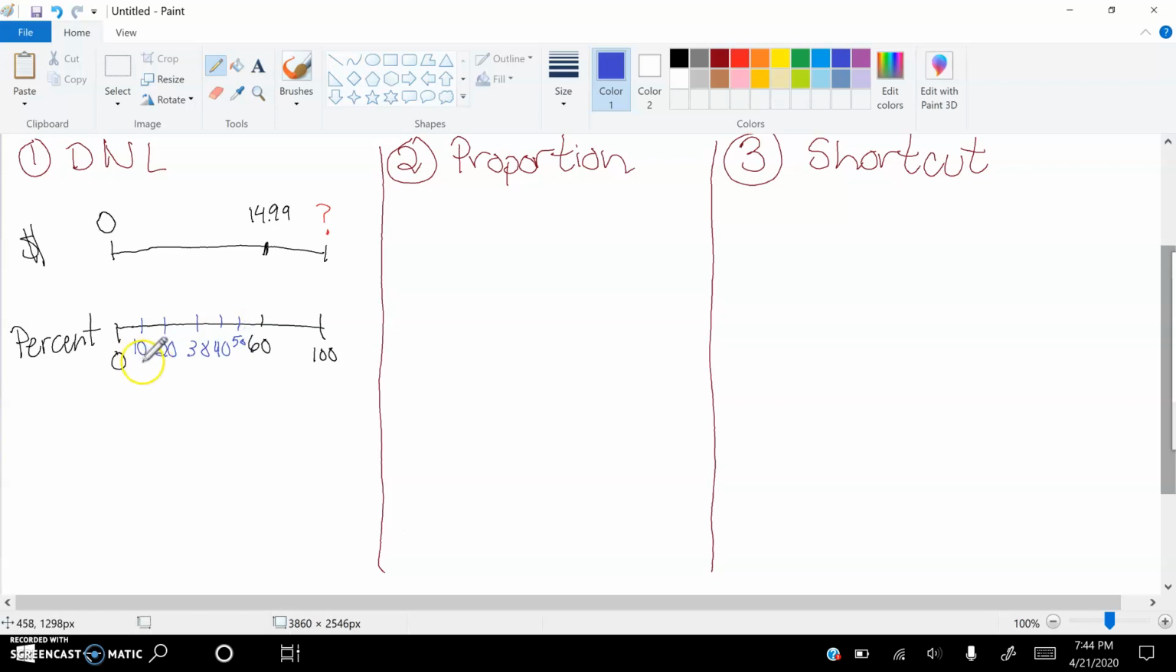In order to get this 10%, we can divide 60 by 6, and that gives us the 10% here. So in order to figure out how much money 10% would be, we're going to do the same thing with $14.99. We're going to split that up into 6 equal pieces as well, so that it will be right in line with our percentages.